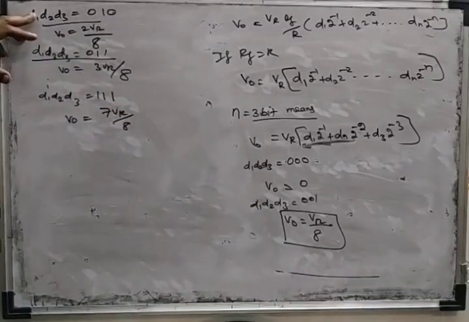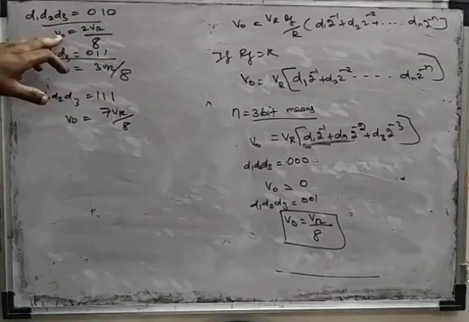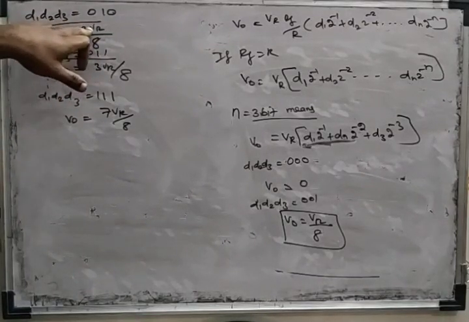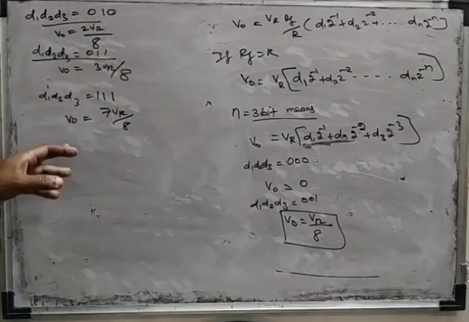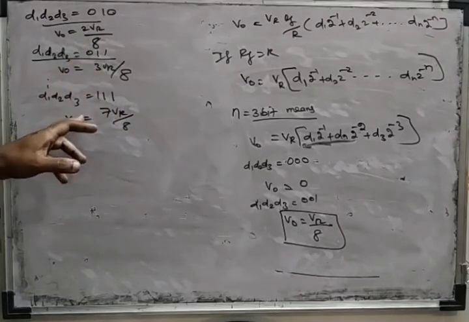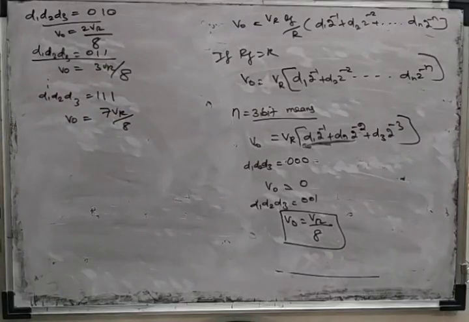Similarly, if you substitute D1, D2, D3 as 0, 1, 0, you will get V0 equal to 2 VR by 8. So the corresponding analog output V0 is 2 VR by 8. Up to digital input 1, 1, 1, for which you will get analog output 7 VR by 8.